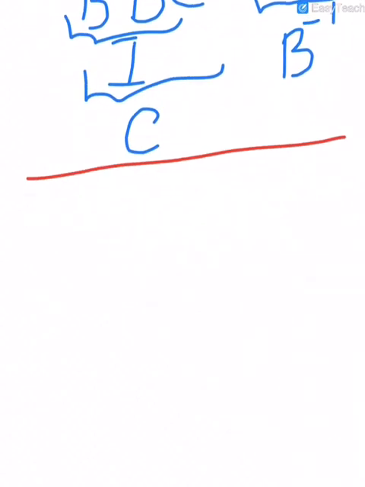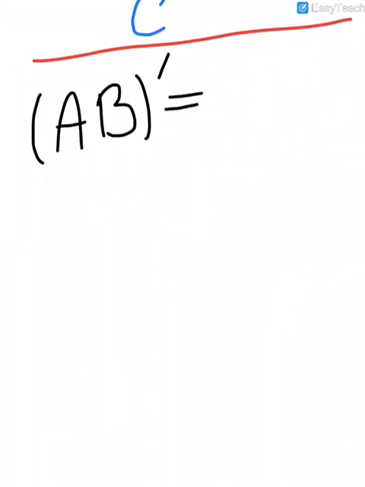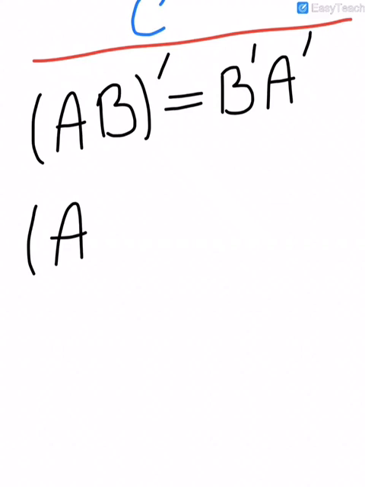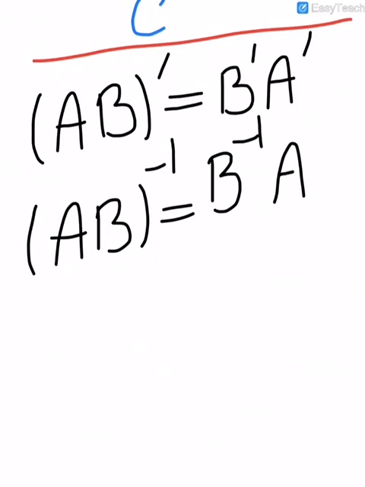Let's go to the other fact. Do you remember for the transpose matrix, A times B transpose was equal to B transpose A transpose, right? It's the same for inverse. A times B inverse is equal to B inverse A inverse. Don't forget that one.